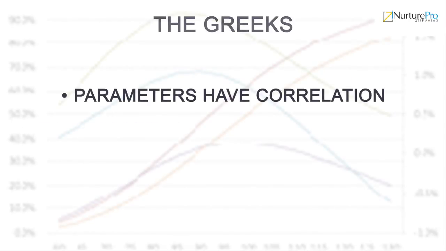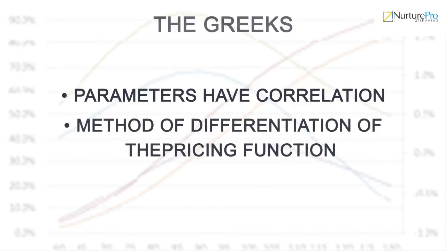The four parameters have varying degrees of correlation to each other. However, to find out the individual influence that each of these parameters has on the option price, analysts use a method. It is the method of differentiation of the pricing function with respect to variability of one parameter at a time, assuming that other parameters are constant. Let's look at each one of these Greeks.